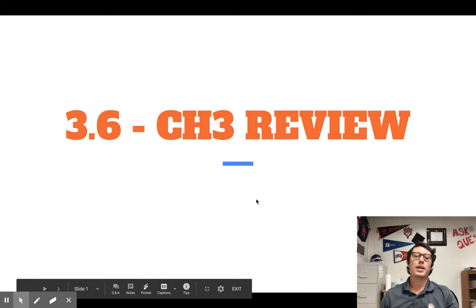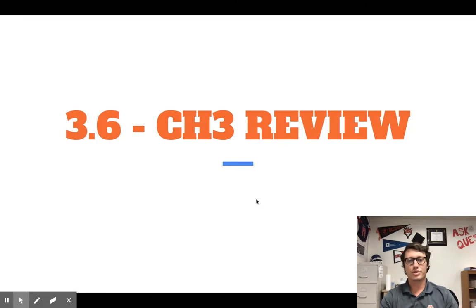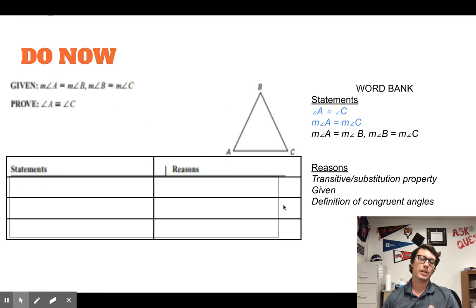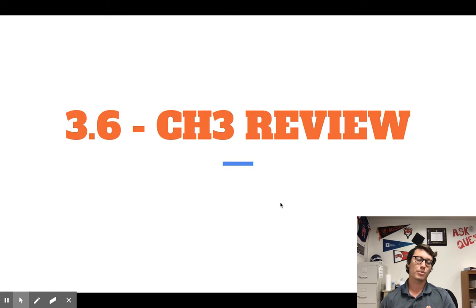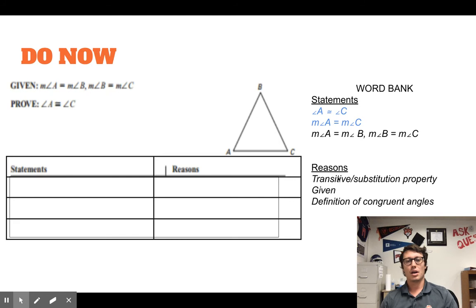Moving on, lesson 3.6, which is going to be chapter 3 review. Can you believe it? We're already going to be finishing up chapter 3. Again, just like always, this isn't really going to be a lesson where we learn anything new. We're just going to be going through a bunch of example problems that are similar to what you will see on the test. All right, so notice you have a word bank for this geometry proof, right?